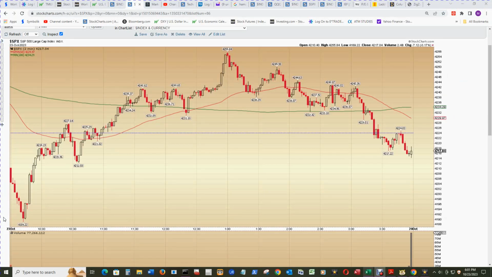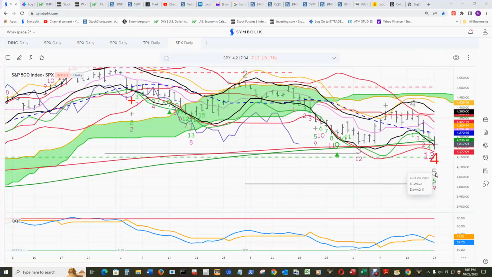Here's the S&P 500 2-minute chart, and you can see the low here at 9:42 Eastern Time was 4189.22. So I call that absolutely nailing the lower Bollinger Band where it was to start the morning on the 23rd, and then bounced up really nice after that.